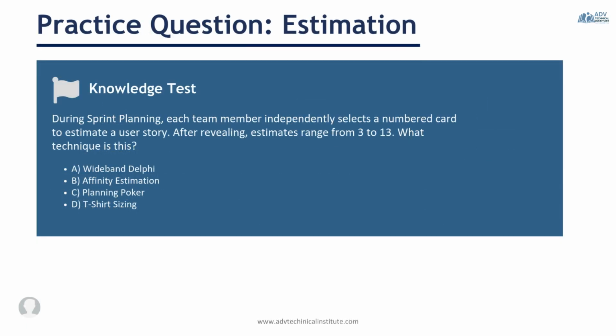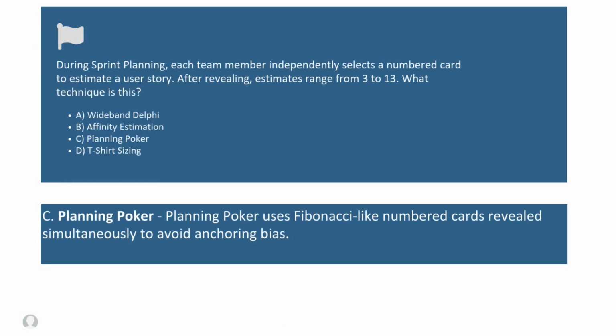All right, another knowledge check question. The question states that during sprint planning, each team member independently selects a numbered card to estimate a user story. After everyone reveals their cards, the estimates range from 3 to 13. I'm going to give you a minute to answer this question and then we'll talk about it. All right, so if you picked planning poker, you are correct.